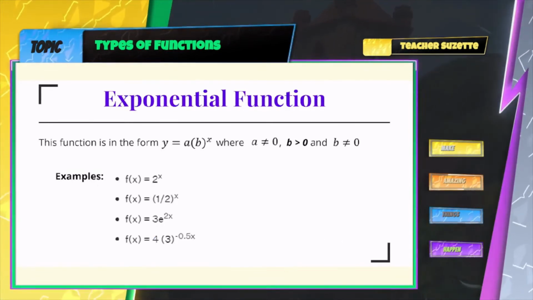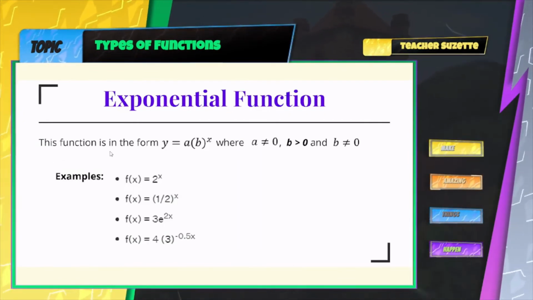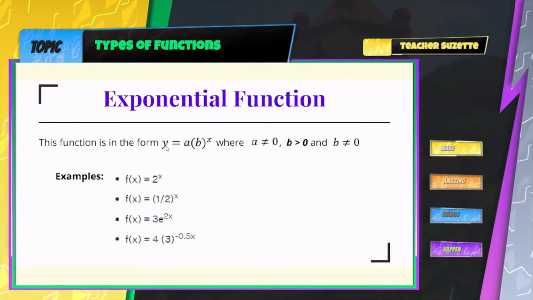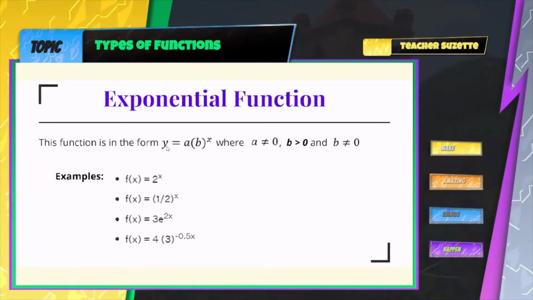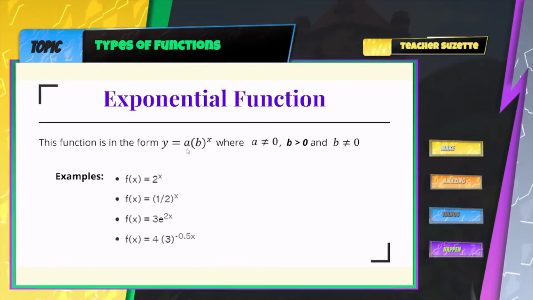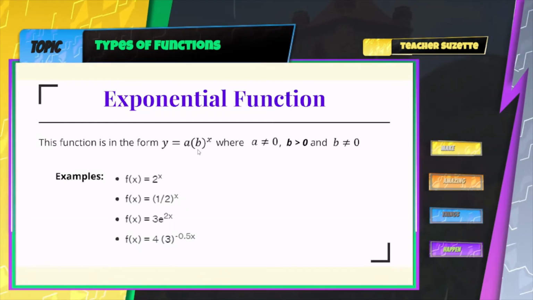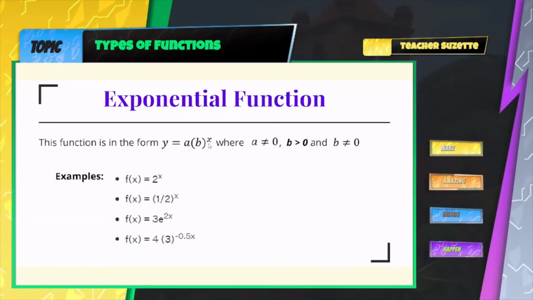Next, we have the exponential function. This is a function in the form of y, or we can write it as f of x, equal to a times b raised to x. So, your a here is the coefficient, no? Then your b is the base, and your x is your exponent.